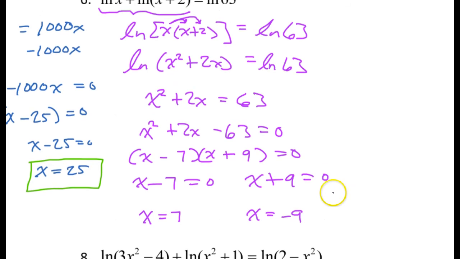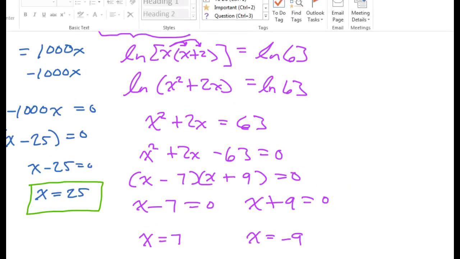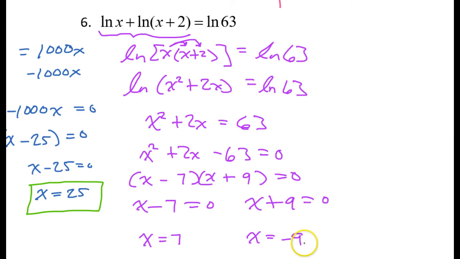Now I need to check and make sure that none of these are extraneous, and you cannot take the log of a negative number or 0. So I quickly see that x equals negative 9 is extraneous because right here I've got just plain old natural log of x. If I let x equal negative 9, then I'm taking the log of a negative number, and that's undefined. So that makes this extraneous, which means that x equals 7 is the only solution to problem number 6.